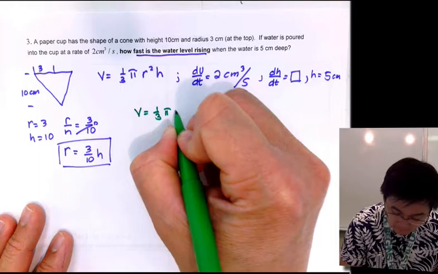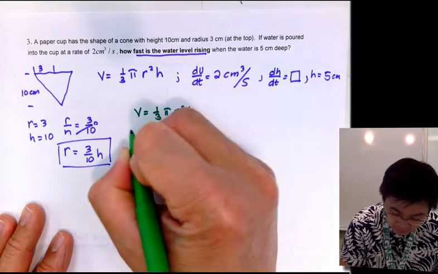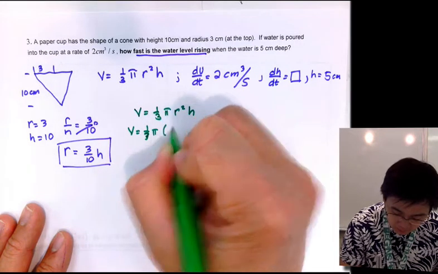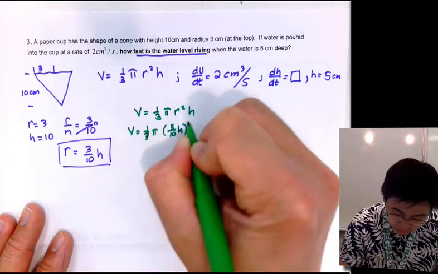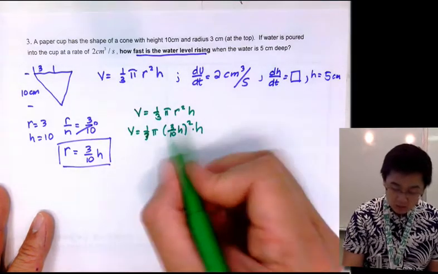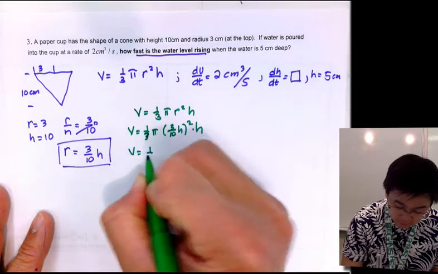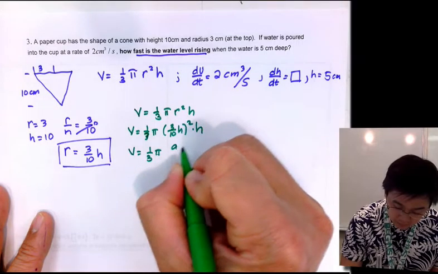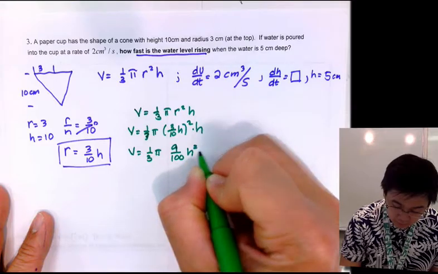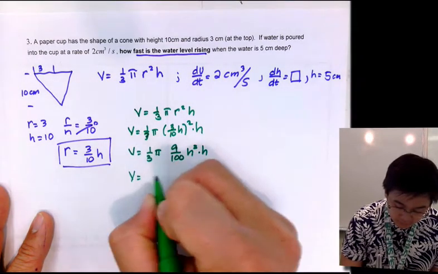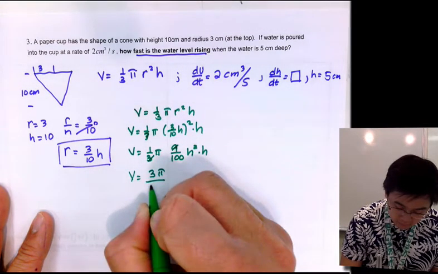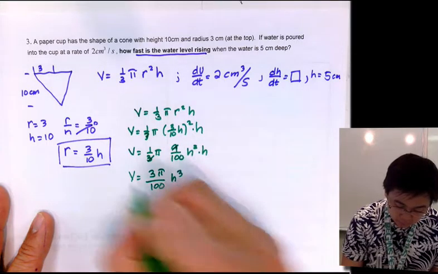So our volume now, 1 over 3 pi r squared h, is now going to change into 1 over 3 pi times 3 over 10 h squared times h. So r is now 3 over 10 h, and by simplifying the formula, we have 9 over 100 h squared times h. So we can simplify this, 3 pi over 100 h cubed.